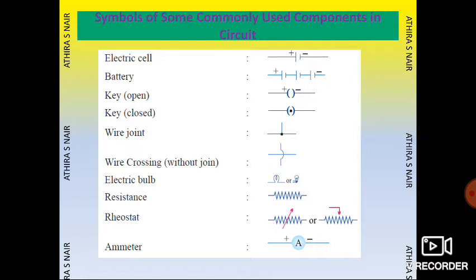And the symbols used to represent electric bulb, resistance, rheostat. Resistance and rheostat we will learn in this chapter later. And ammeter. Ammeter we discussed during our previous lecture. That is, it's an instrument used to measure electric current.